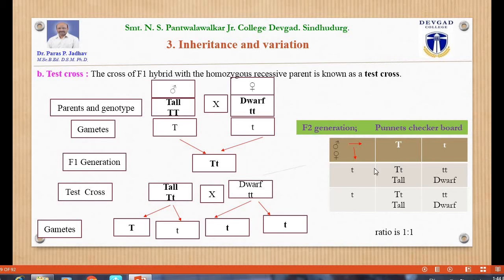When this male gamete unites with the female gamete, the result is a tall plant. When this small t unites with small t, the result is small t small t and it is a dwarf plant. When this capital T unites with small t, the genotype is capital T small t and the plant is tall. Small t unites with small t, the progeny shows small t small t genotype and it is a dwarf plant.